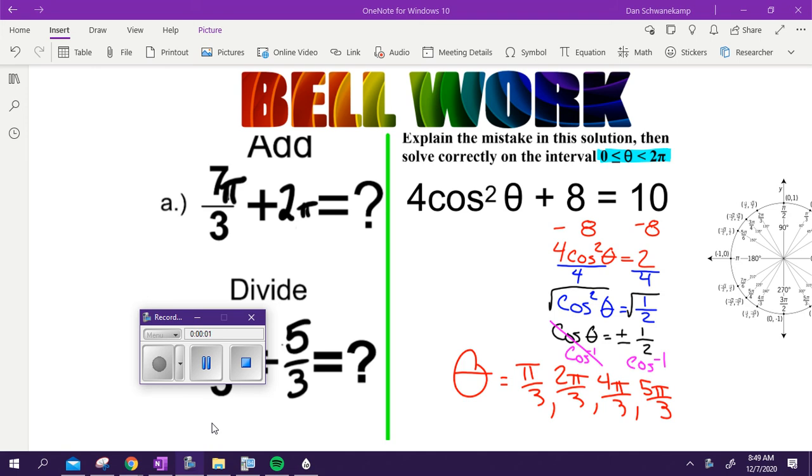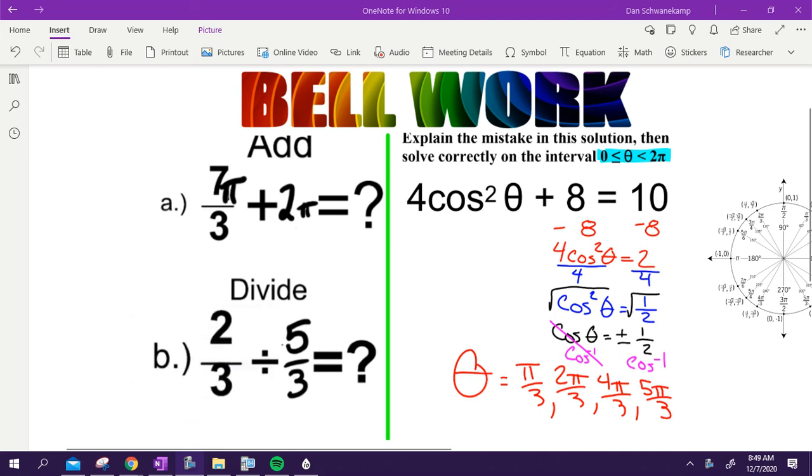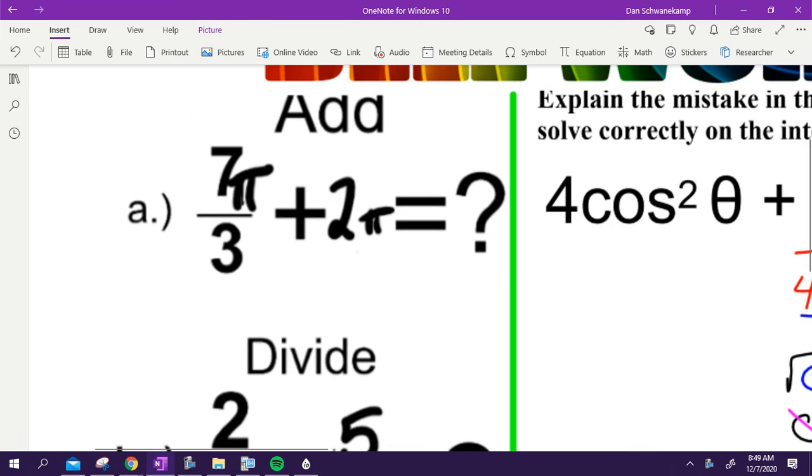All right, so today we are building off of what we did prior on Friday. On Friday, we talked a little bit about solving trig equations. We're going to continue that today, adding some wrinkles to that. But to start off, let's do some easy bell work.